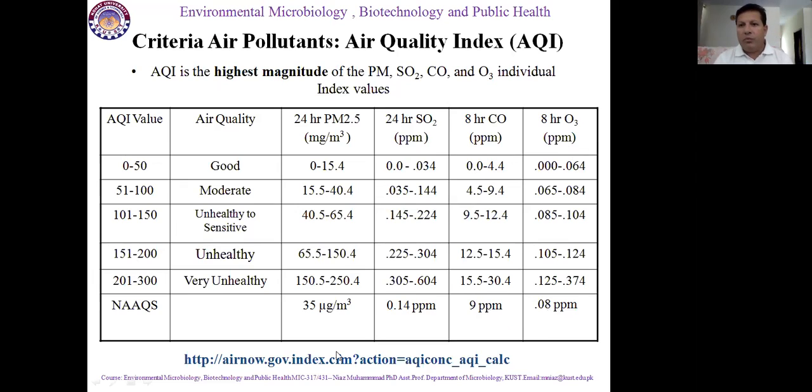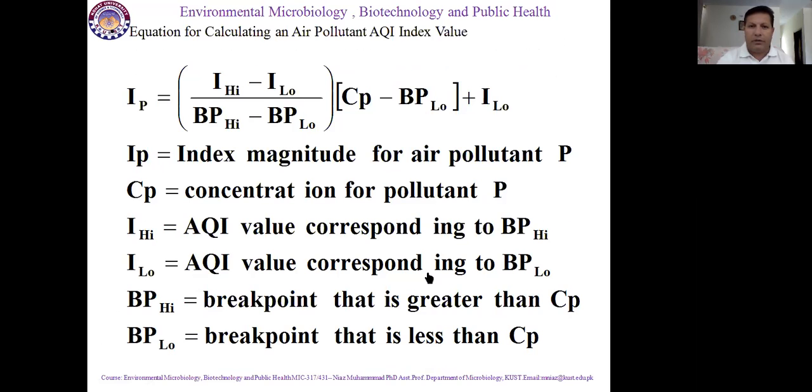From here, we can check our air quality. If it is within this range, it is okay. If it is within this range, it is okay. If it is from this to this, it is very dangerous for the people who are living here. So this is the formula, the equation, for calculating an air pollution index value. We can calculate air quality by this equation.